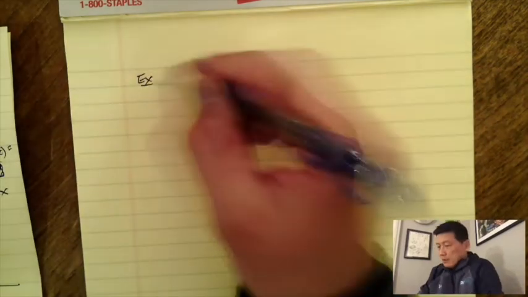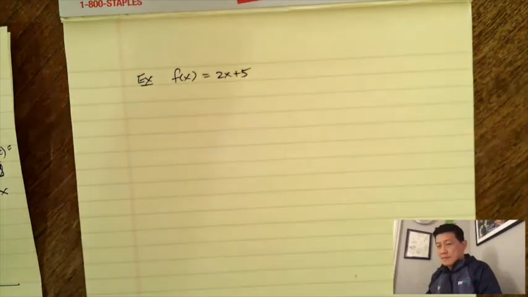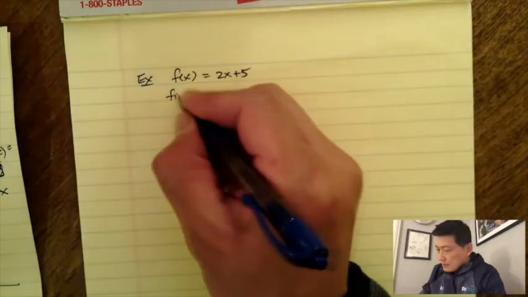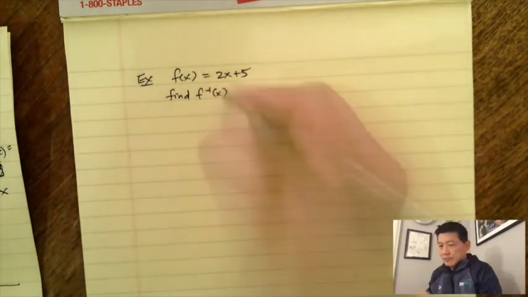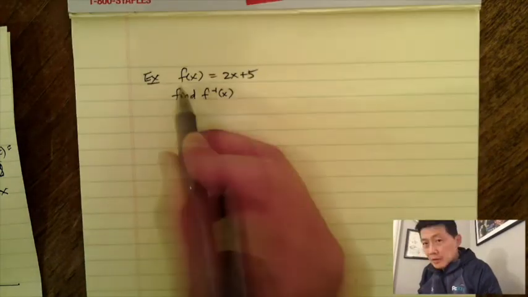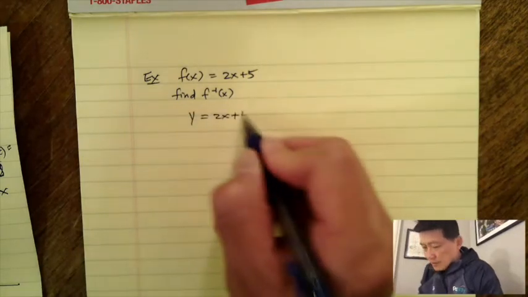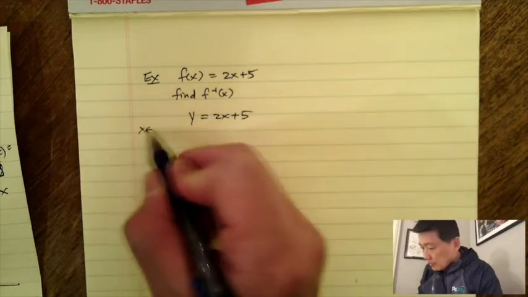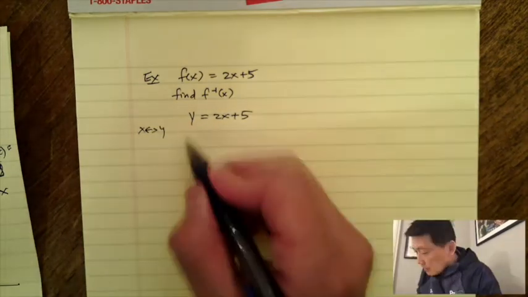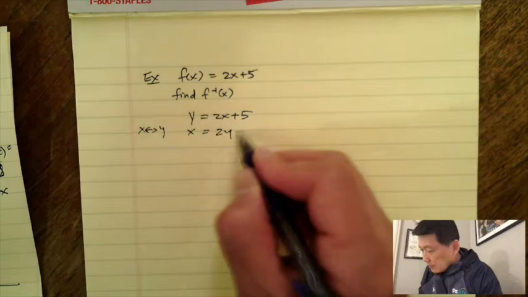So let's get practical and give you an example. F of x is equal to 2x plus 5, and I want to find the inverse function of f. So very simple. Instead of writing f of x equal to 2x plus 5, I write y equal to 2x plus 5. And then I switch x and y. I write x for y and y for x.